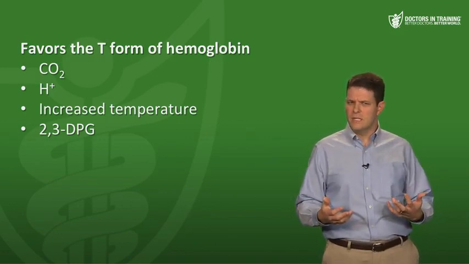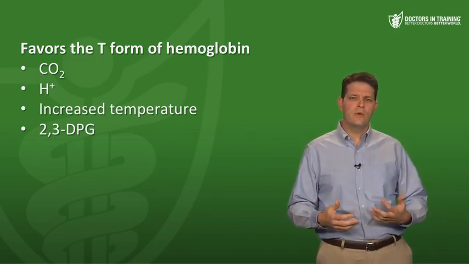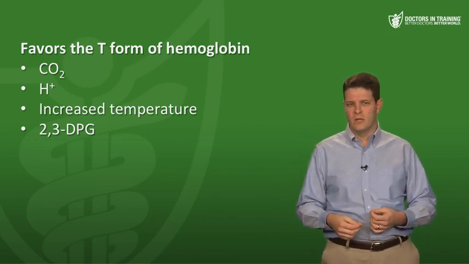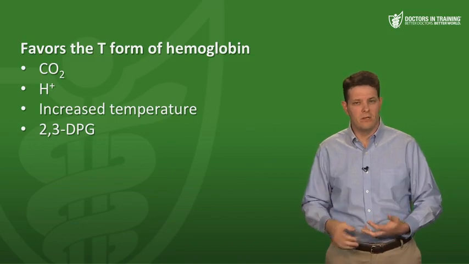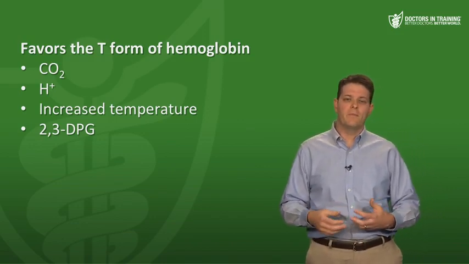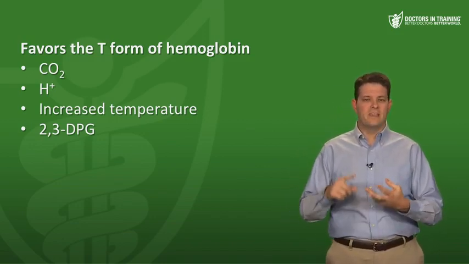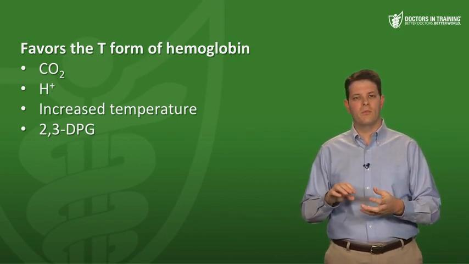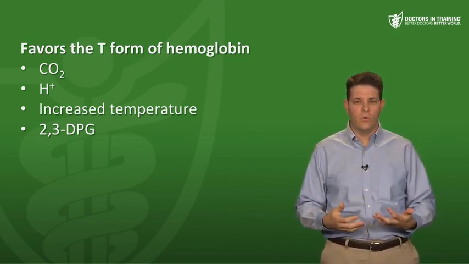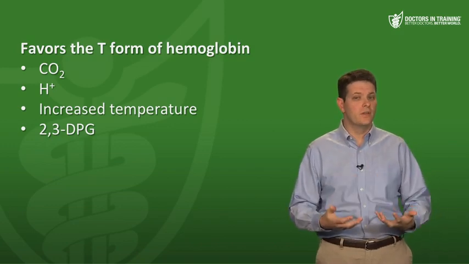Now, what's 2,3-DPG? It's 2,3-diphosphoglycerate. You'll also sometimes see it called bisphosphoglycerate, or 2,3-BPG. It's the same thing. But anyway, CO2 and acidosis and increased temperature and 2,3-DPG all favor the conversion of hemoglobin from the R form to the T form so that oxygen will be unloaded to the tissues.